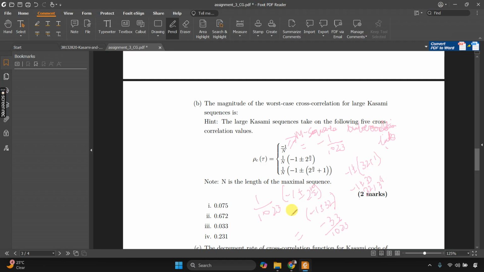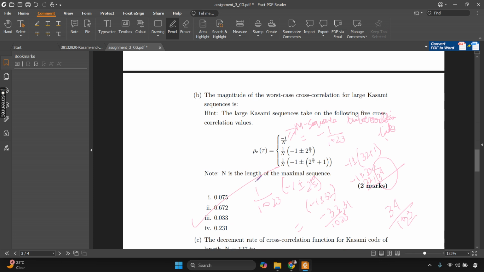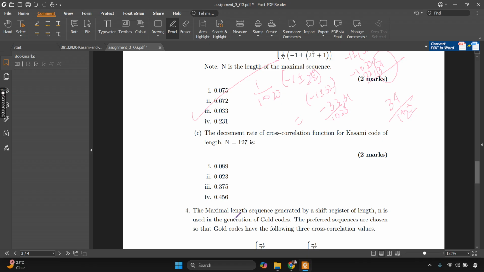Okay, so these are 33 or 32, 34. This will take 33, 31, and this will take 32, 34. So what is the worst value? 34. So the worst case cross correlation is 34 by 1023. This is the worst of them all. So 34 by 1023 is 0.033.